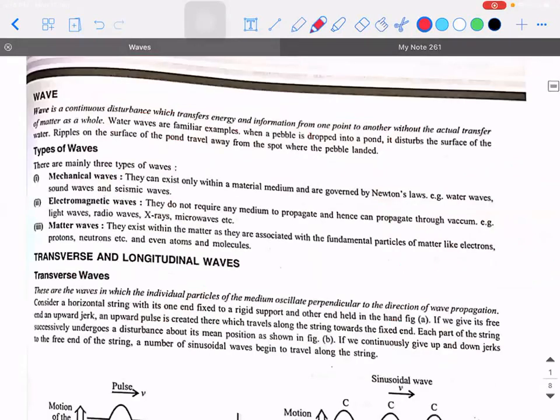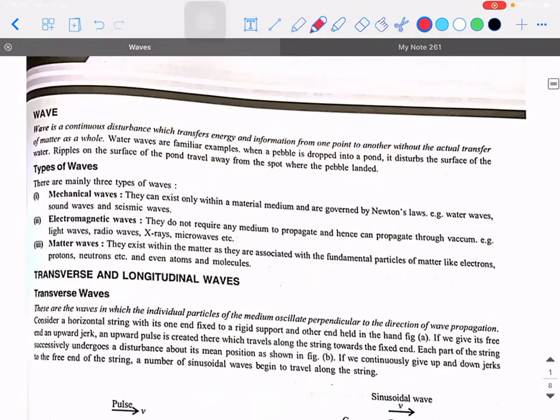Let's first see the technical definition of a wave. A wave is a continuous disturbance which puts the particles in oscillation, and the energy is transmitted. When the wave is traveling, it transfers energy from one point to another without the actual transfer of matter.